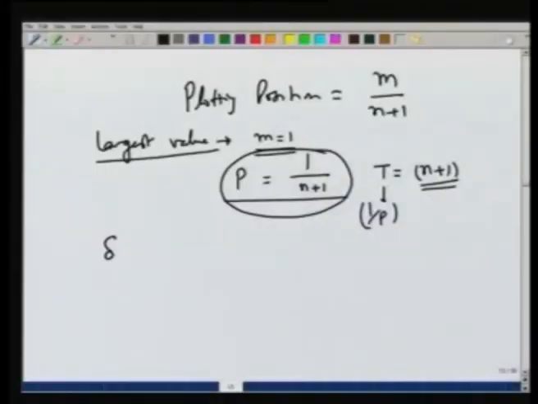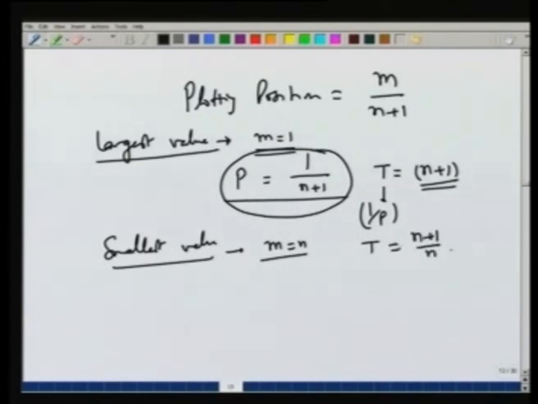The smallest value has rank m equal to n, and therefore, the return period will be n plus 1 over n. For large n, it will come very close to 1.